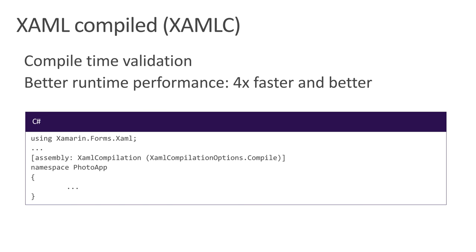Now, XAML compiled. So you'll hear the phrase XAMLC. What we're saying is that this is compile time. When you enable XAMLC, either at your application level, as you see in this example here, where it's outside of my namespace, so I am compiling my entire application, or you can opt in or out by page using a similar expression, this is going to compile your XAML every time you build. The benefit here is that you get that validation right away. You don't have to run your application to see if your XAML is compliant or not. You can get that at compile time.